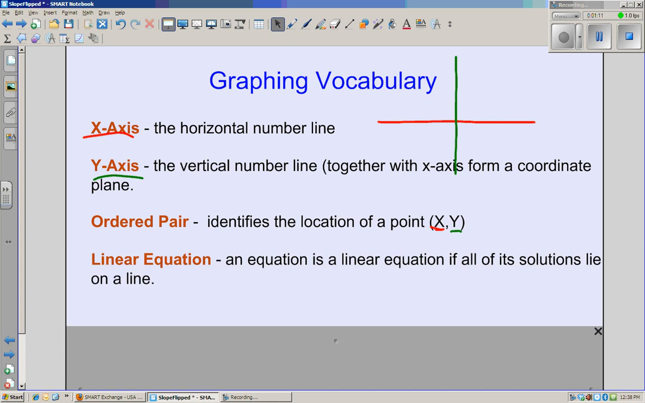Finally, we have a linear equation. A linear equation is just an equation that has all the solutions on the same line. All of the equations we'll be using today are linear equations, and all of your points will line up.